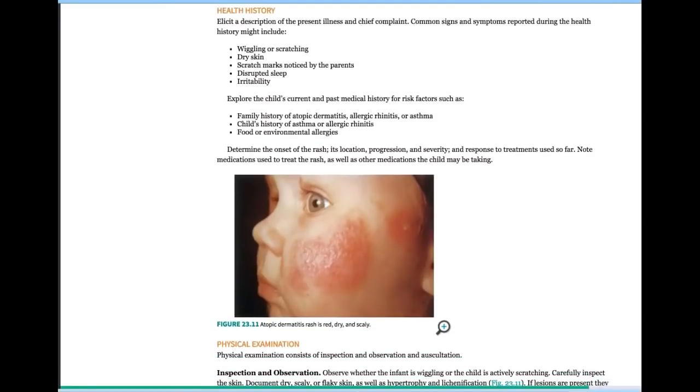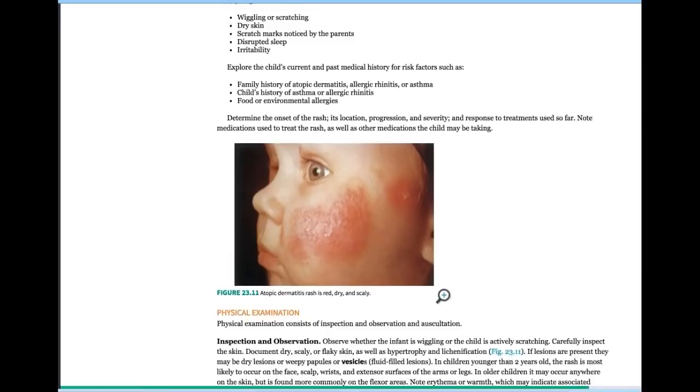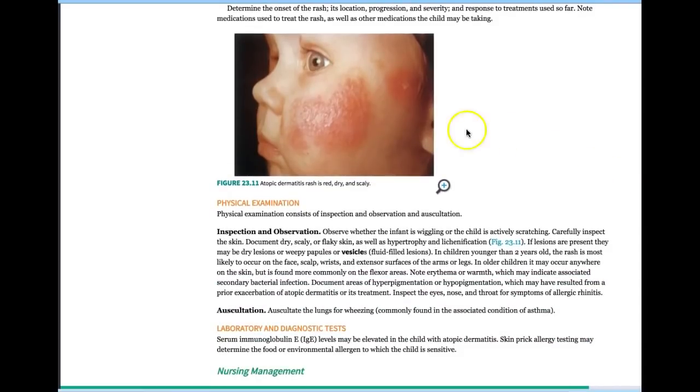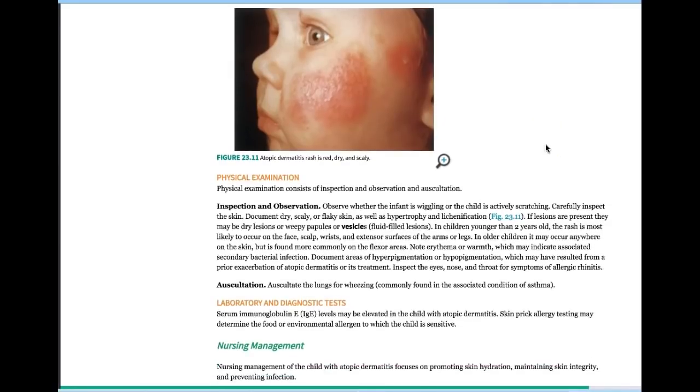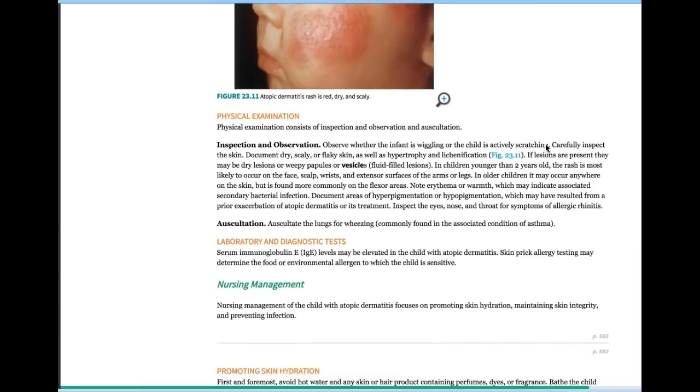Here are some things that you're going to see with a child with eczema. It's very itchy, so you might have some sleep disturbances. They're going to be irritable because they're not getting any sleep. This is a pretty good case of eczema on the face. You have to be really careful with steroid creams on the face because baby skin is very absorptive.